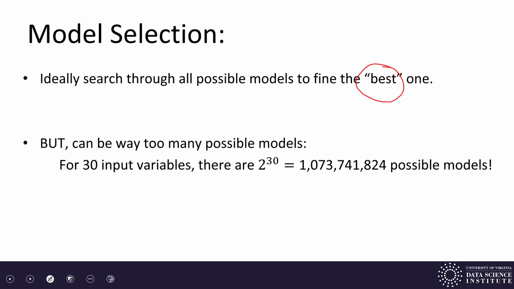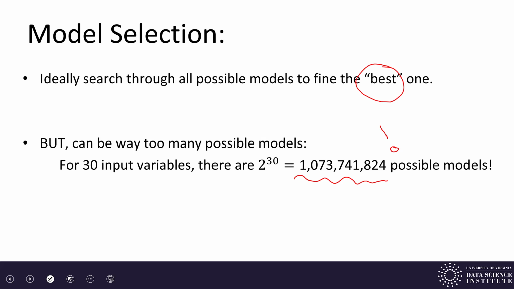The problem with doing this is there are often way too many models to search through. If we have 30 different input variables, every model corresponds to a different subset of these input variables, and there are going to be 2 to the 30th, or somewhere over 1 billion, possible models. That tends to be too many for us to search through in reasonable time on a computer. 2 to the 30th is possible, but easily you can get things that are impossible to search in any reasonable amount of time on a computer.